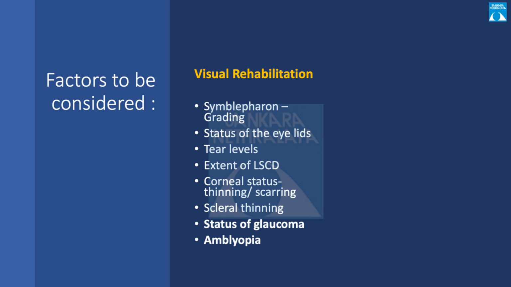The factors which need to be considered when we are taking up the patient for visual rehabilitation, in addition to symblepharon grading, would be the status of the eyelid, whether there is an associated entropion or ectropion, which also needs to be taken care of, how moist or dry the eye is, and the extent of LSCD, whether we are dealing with a partial or a total, because that will need to be addressed once the fornix is formed. How thin or scarred is the cornea? What is the extent of scleral thinning if it is present? Whether that will require an intervention when we are reconstructing the fornix?